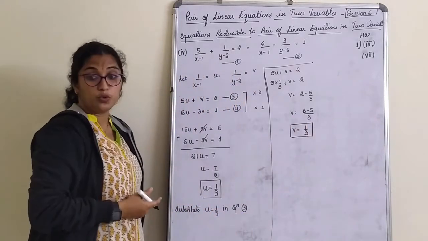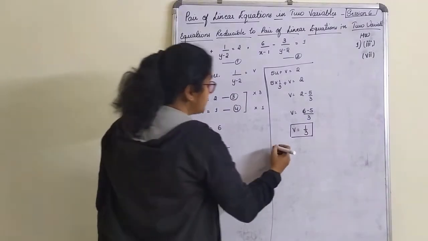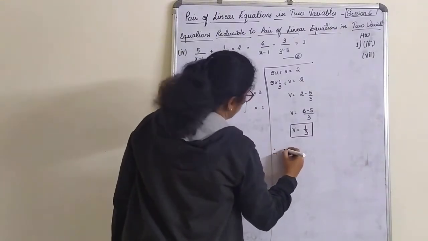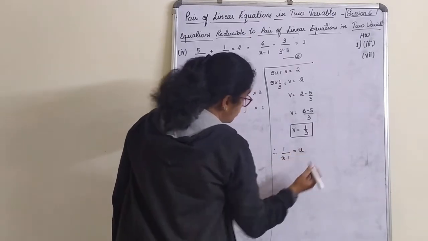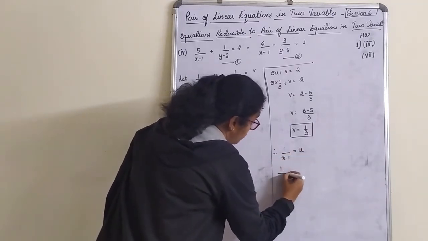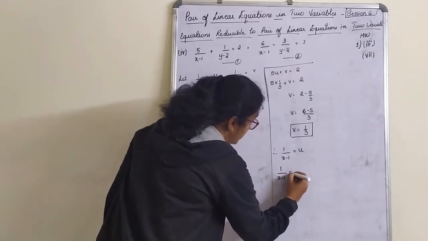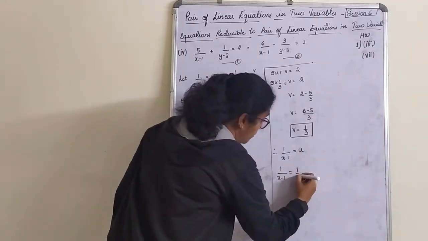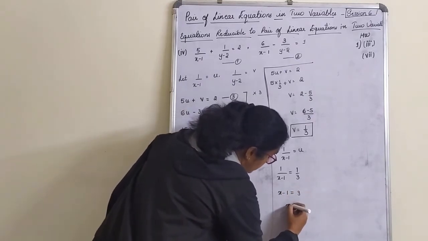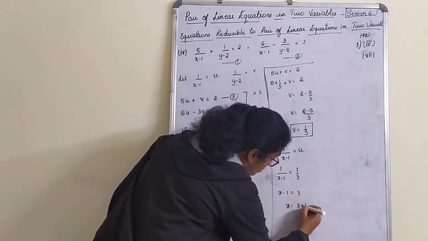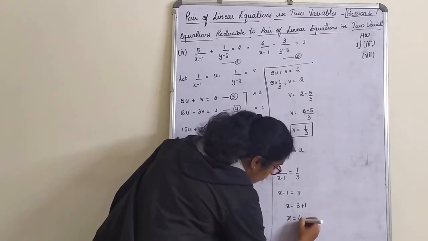Now we have u and v values. Let us find out. Therefore, 1 upon x minus 1 is equal to u. So 1 upon x minus 1 is equal to 1 upon 3. x minus 1 is equal to 3. x is equal to 3 plus 1. x is equal to 4.